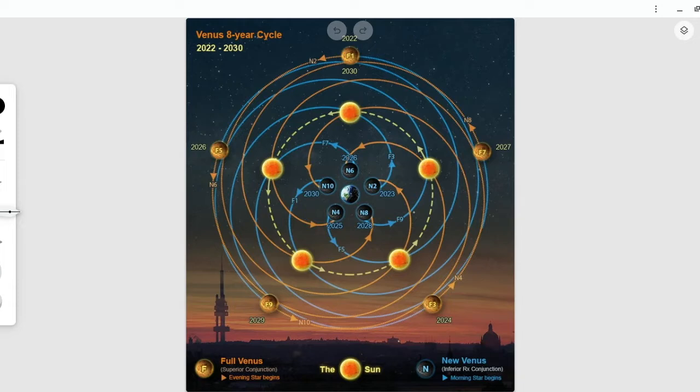So there's a chart that I want to look at so that we can understand that pattern as well, because each of these points, these petals on the flower of this rosette that Venus is creating, is occurring in the same sign.